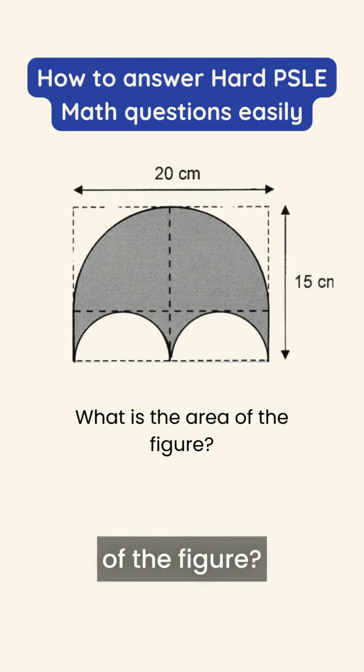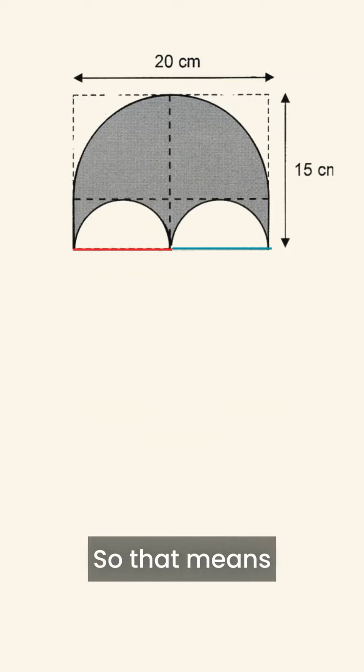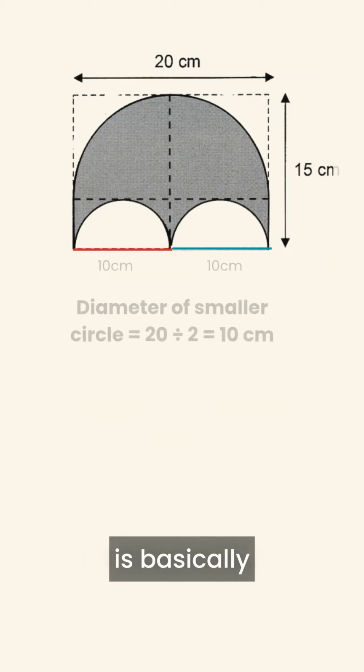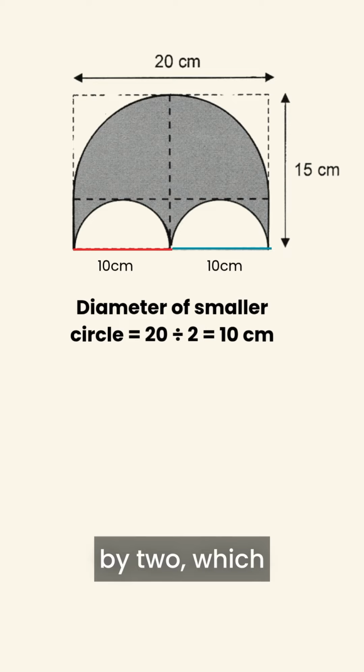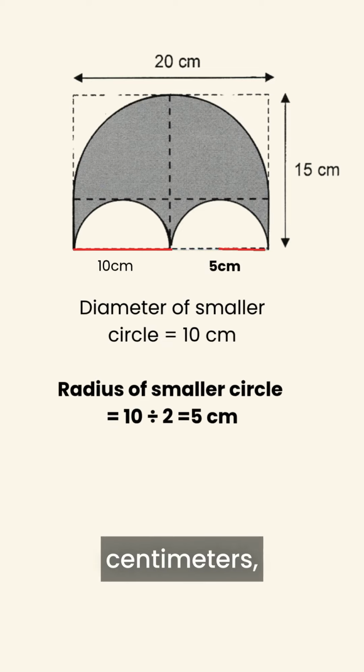What is the area of the figure? First, we know that the big semicircle diameter is basically half of the small semicircle. So that means the diameter of the smaller circle is basically 20 centimeters divided by 2, which is 10 centimeters. And since the diameter of the smaller circle is 10 centimeters, that means the radius of the smaller circle is 5 centimeters, which is basically 10 divided by 2.